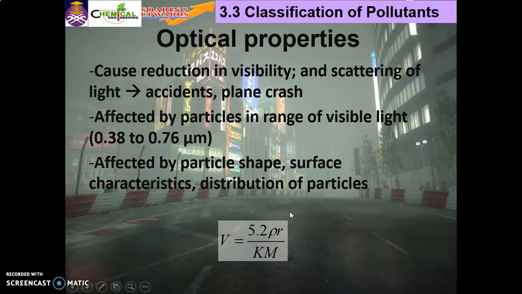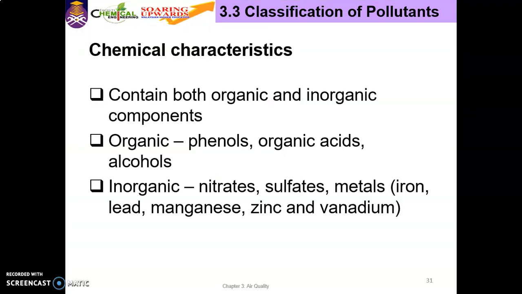And next is optical properties. Okay, about visibility. So visibility, so kalau contohnya dalam jerebu, so distance kita limited. Okay, so this is the equation. V equals to 5.2 rho r over km. Okay, so in tutorial we will use this equation to solve the problems. So optical properties can cause reduction in visibility, affected by particle shape, surface characteristic, and also distribution of particles.